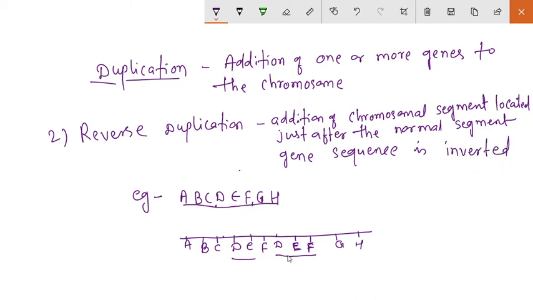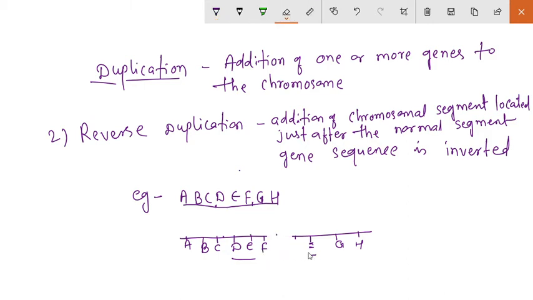म्हणजे हा जो जीन सिक्वेन्स आहे डुप्लिकेटचा, तर हा जीन सिक्वेन्स फक्त उलटा असतो, बाकी सेम. म्हणजे या ठिकाणी तो त्याच सेगमेंटच्याच बाजूला आहे. ओके, it is addition of chromosome segment located just after the normal segment, but the gene sequence is inverted. The gene sequence is inverted means what?